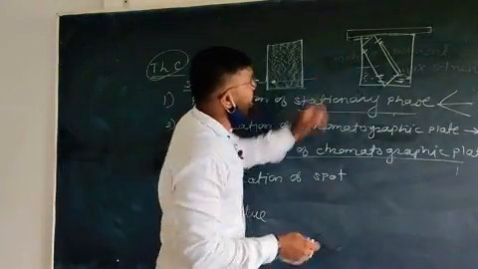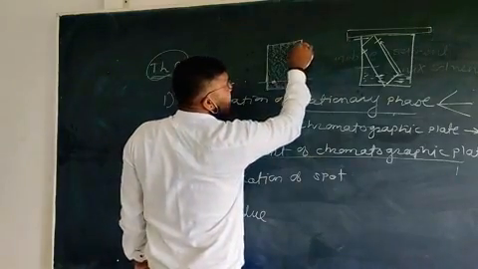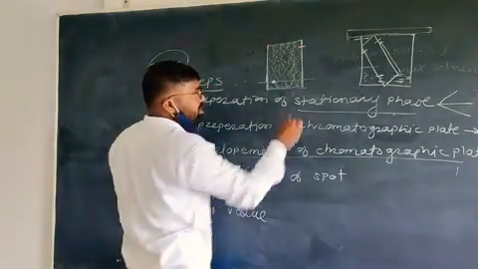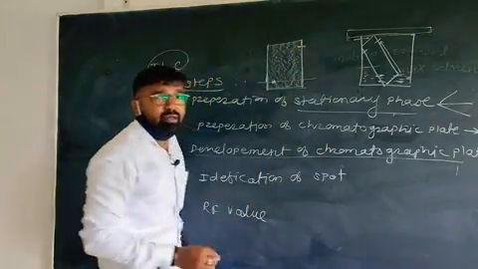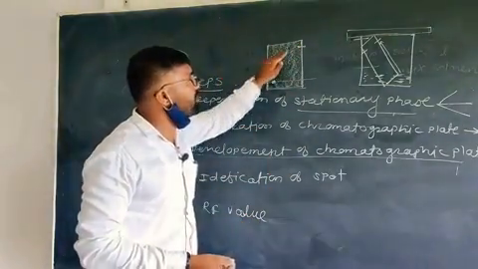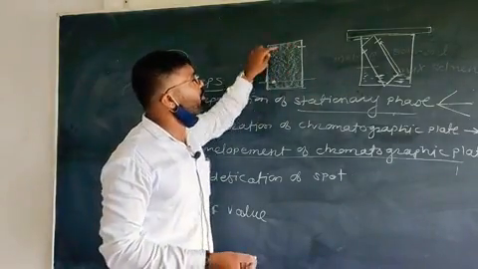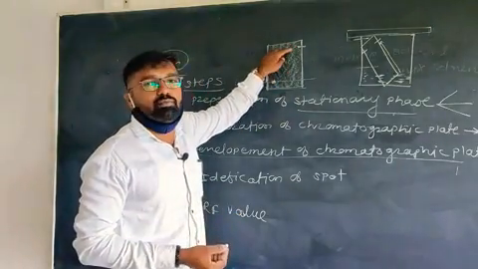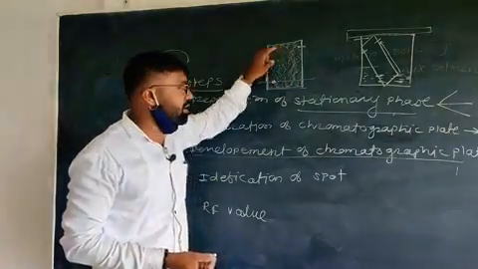Then remove that plate and mark up to which the solvent has moved. You have to mark it, because the solvent may be volatile and will vaporize off, and you will not be able to observe up to how much height the solvent has moved on the surface of this chromatographic plate.